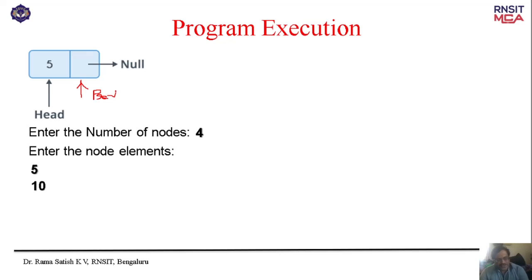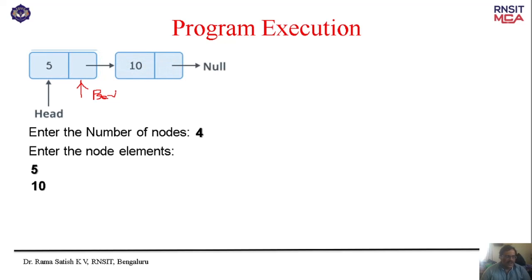Since I have given 4, the loop runs and 4 new nodes are created, and of course it has to be executed. Next is 10. When I enter 10, what happens? New node 10 is created, and the prev is moved to the node previous to the last node, previous to the null. The prev node is moved. Okay, it is moved. Next 20, what happens?